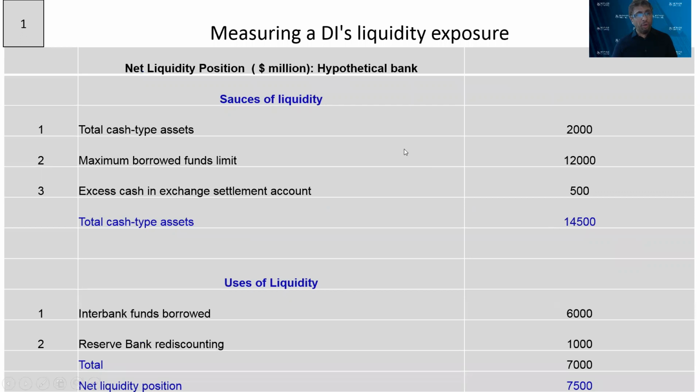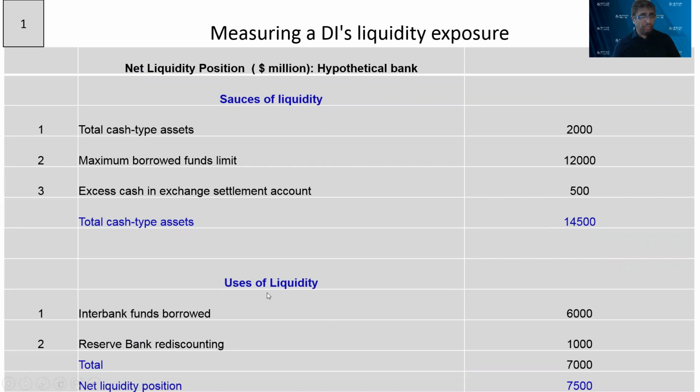Now, this is another look at the net liquidity positions, but this depends on the period you take. In this period, for example, they take total cash type assets. They take how much they can borrow. This is how much they can sell from their assets. This is how much they can take from the central bank. So it's 14,500. This is just another example.